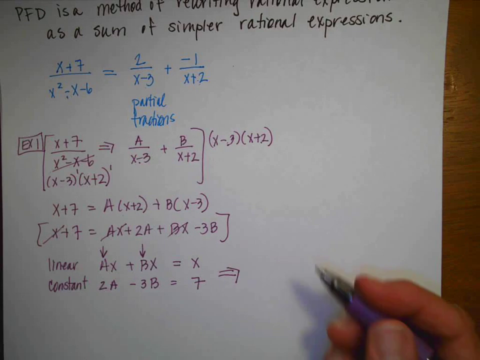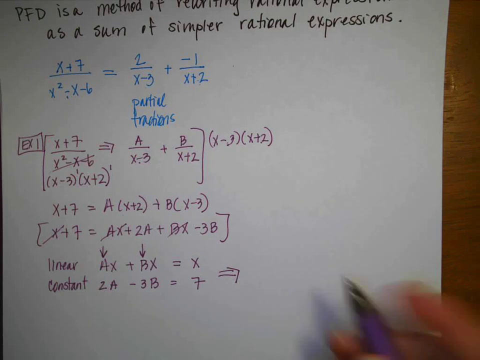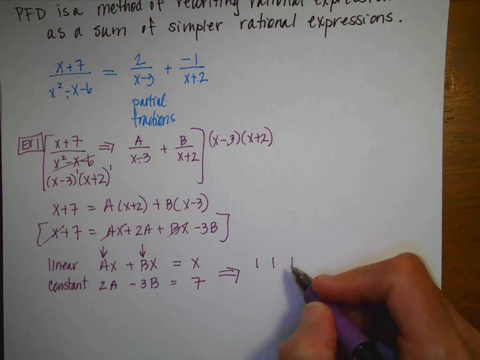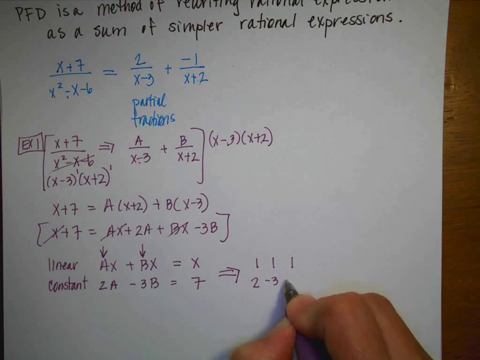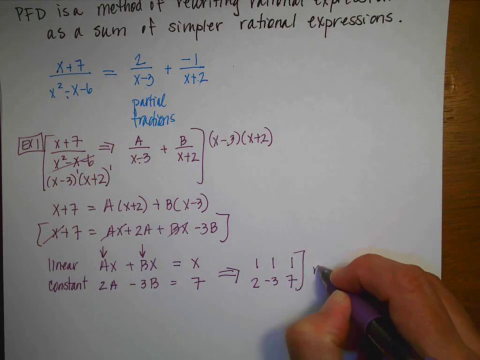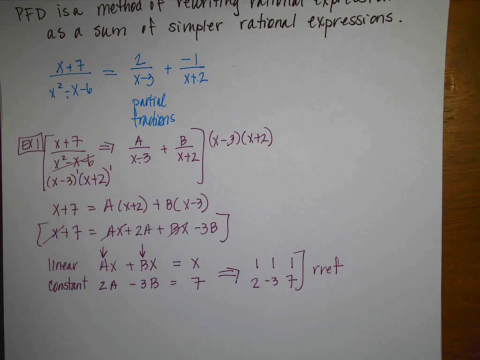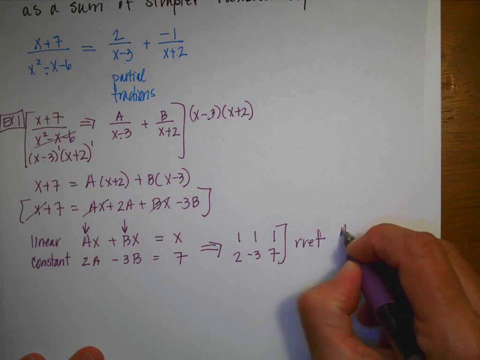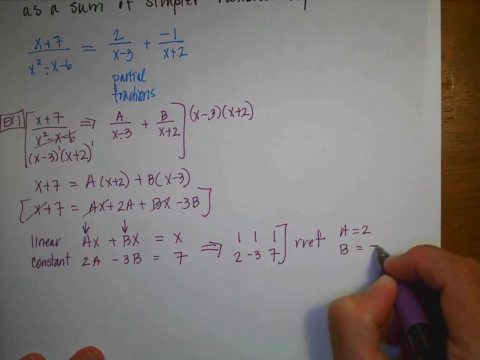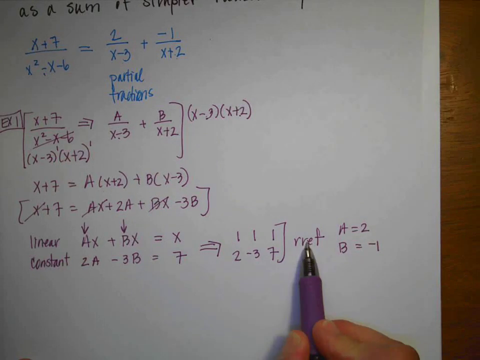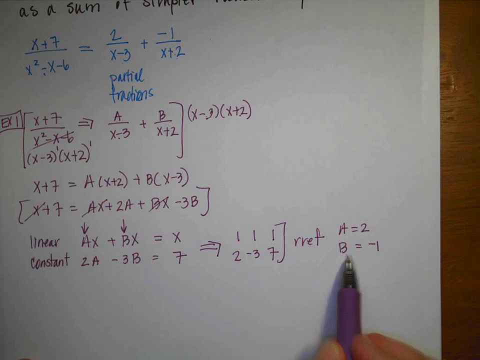So I'm going to drop this into a matrix based on this information. So the first row of coefficients is 1, 1, and 1. My second row is 2, negative 3, and 7. Okay, and then I'm going to solve this particular system with RREF. And so then I would do RREF. And just in the interest of time, I'm going to write the solution because we've done this several times now. And you're going to get A is equal to 2 and B is equal to negative 1. Right? So you would do this math in your calculator, do RREF, and these would be the solutions.